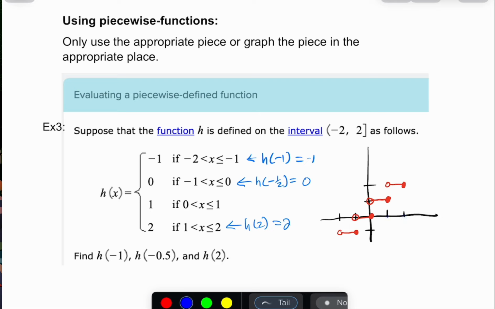So for a piecewise function, you only plug in the piece in which that particular x value is a member of that particular domain. So -1 is in here, that's our answer. -1/2 is in here, so that's our answer. 2 is in here, so that's our answer. And if you graphed it, it should line up that same way as well.